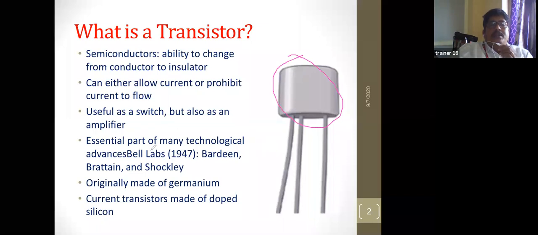This technology is actually old, in 1947, Bardeen, Brattain and Shockley, these three members invented this transistor. It can be used as a switch and also as an amplifier. This is made of doped silicon. Almost all current transistors are made of doped material. Doped means impurity.